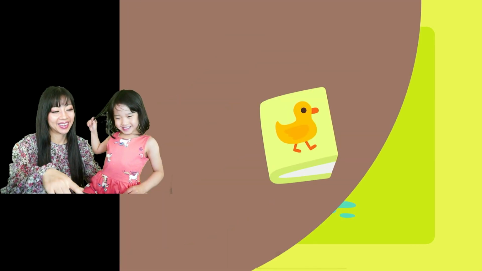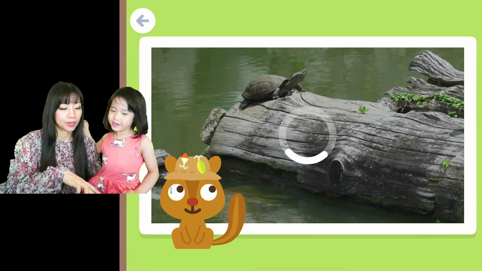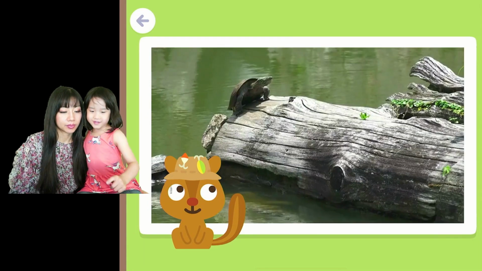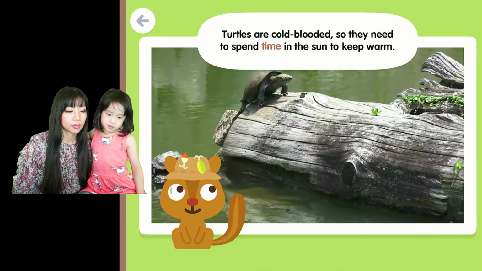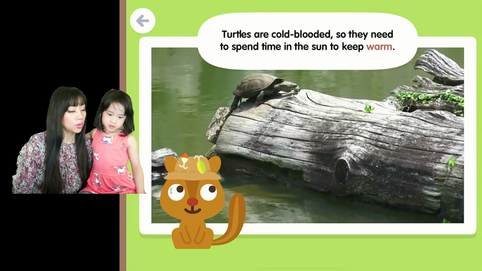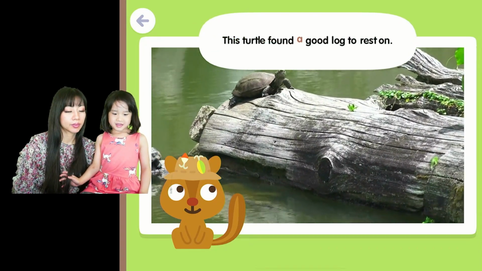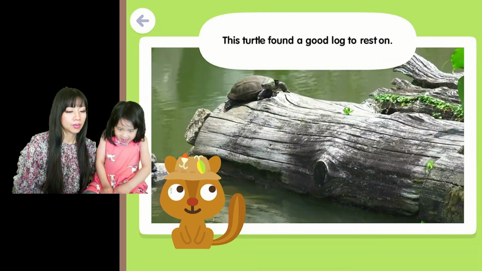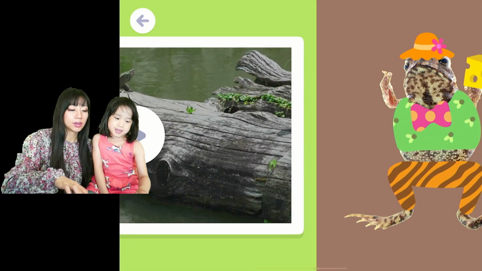The end. That's funny. Oh, let's watch this video. A turtle. Look, the turtle. Turtles are cold-blooded, so they need to spend time in the sun to keep warm. Oh, okay. That's how they keep warm, the sun. This turtle found a good log to rest on. Okay, let's see what else.